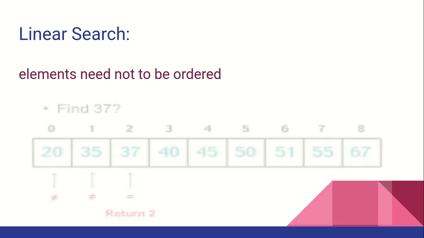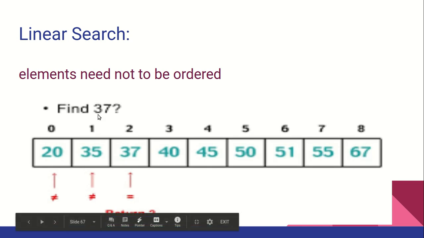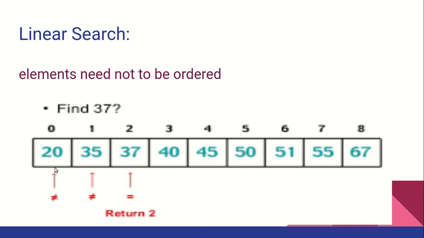So let's see an example. Here a few elements are given in the list and we are supposed to find the element 37. So 37 first gets compared with 20. No, it doesn't match. Then we move to the next element, 35, which doesn't match. Then we move to 37. Yes, it gets matched. Then we return the index 2. So this is how linear search works, with average and worst case time complexity big O of n.